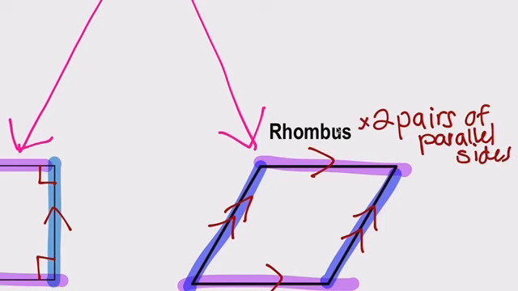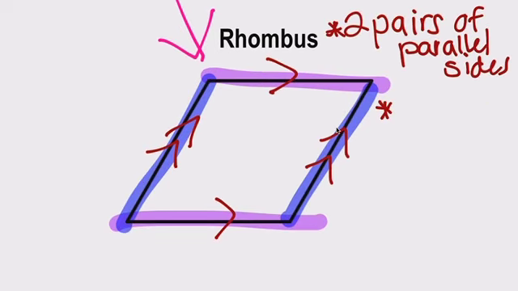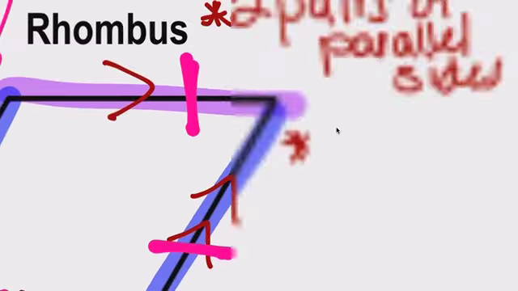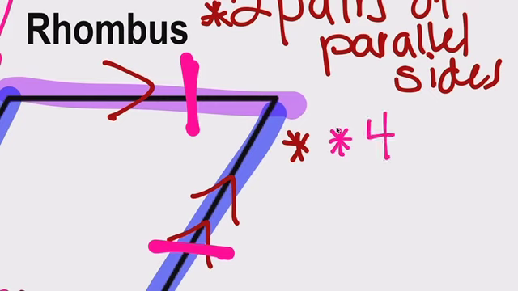Now a rhombus is a little more specific, and now it doesn't have four right angles like a rectangle has. It has four congruent or equal sides. So I'm giving each side one tick mark to show that all four sides of a rhombus are congruent. So it has four congruent, which means equal, sides.